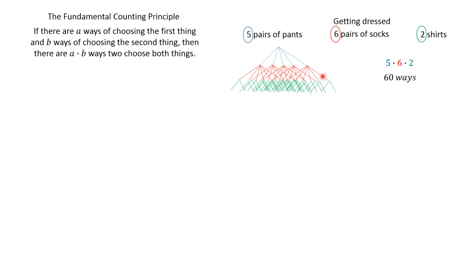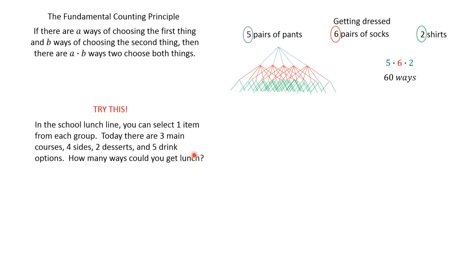And that's really all the fundamental counting principle is. This times this times this. Sometimes our categories will depend on the others, and we'll see an example of that in just a second. But first, try a problem.